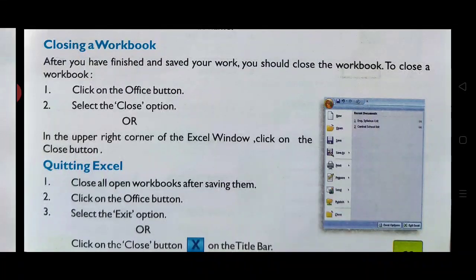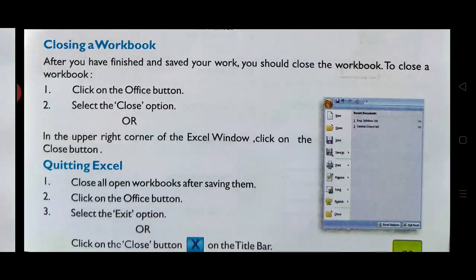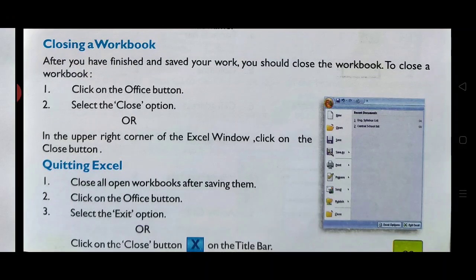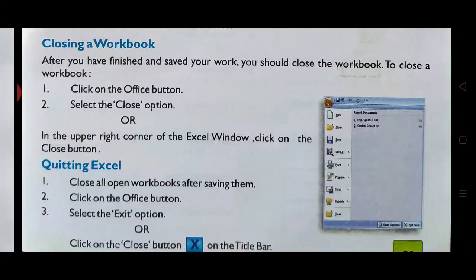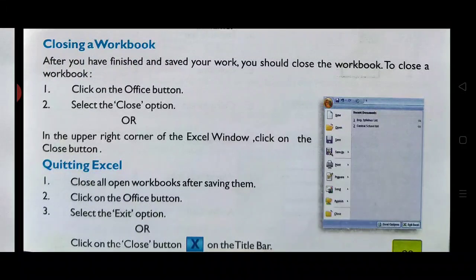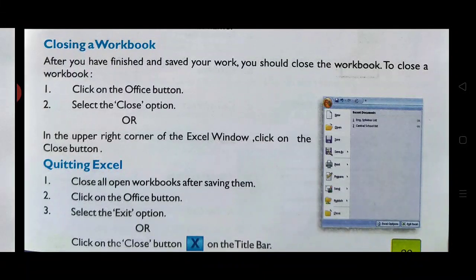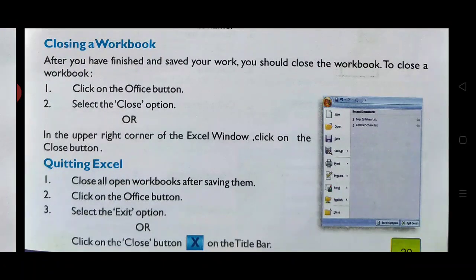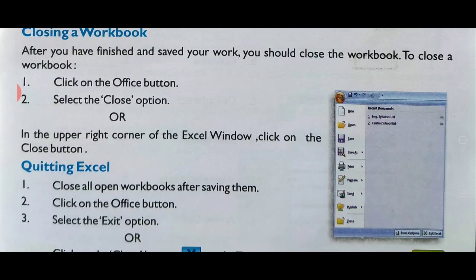And quitting Excel means what? To come out from the Excel. How to quit? First, close all open workbooks after saving them. See, whatever worksheets or workbooks you have saved, you have to close first. Second, click on the office button. And third, select the exit option or click on the close button on the title bar. You can also click on the close button which is present on the title bar. Okay.